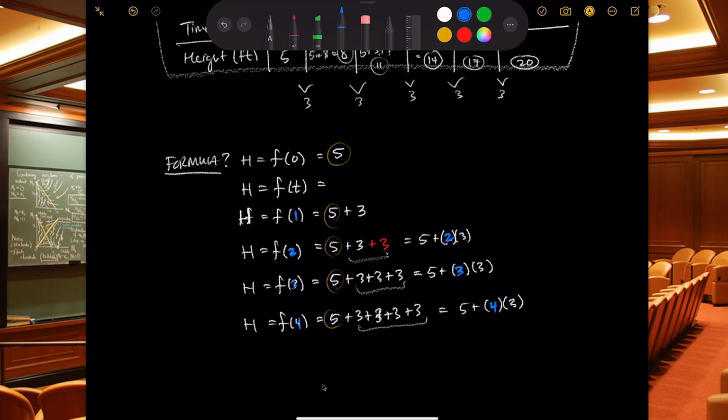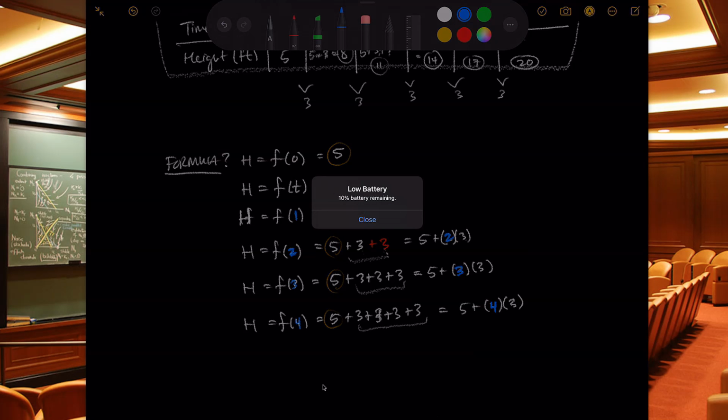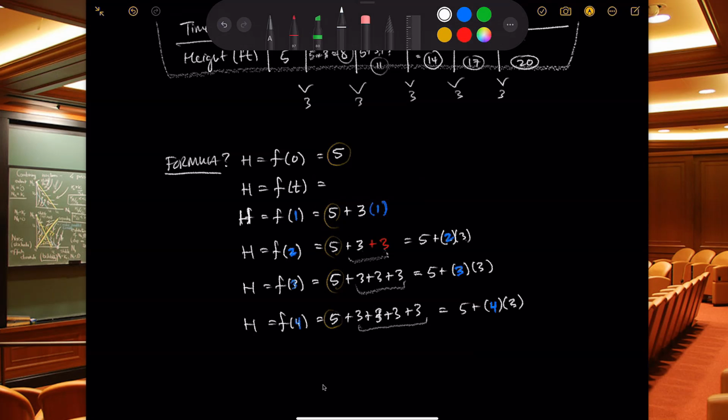And so with this first one too, we could see this as being 3 times 1, right? Because I'll just get back 3. So then for any t, let's do it one more time just to really drive this home. For f of 5, our last one, we know that should be 5 plus 3 plus 3 plus 3 plus 3 plus 3 for those 5 years.